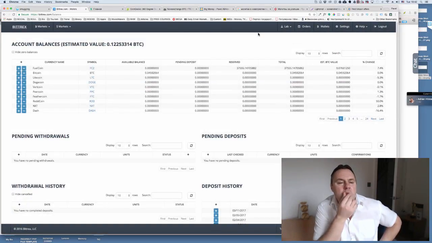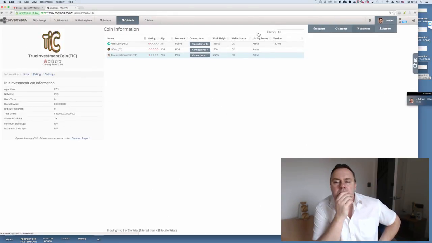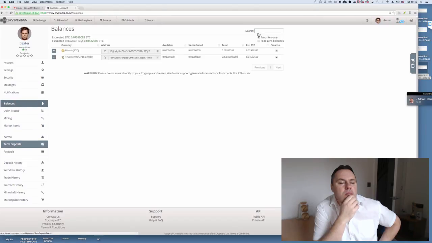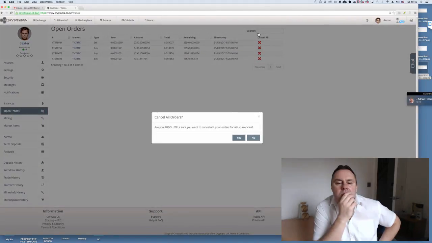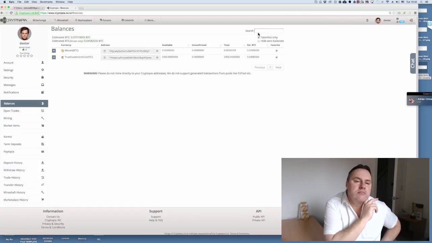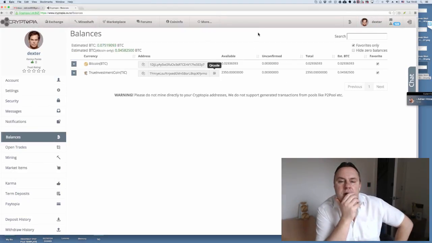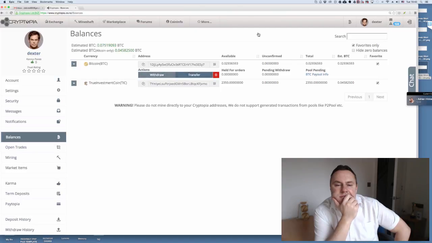Let me show you how it works here in this Cryptopia. Just a minute. I will show you something. Look at this. I will kill my trades, for example. Okay, I will kill all my trades. Just a minute. And look at this. Here are my balances, for example, Bitcoins and TICs. You have 0.029 Bitcoins, is that right? Yes, of course. And if I want to send these Bitcoins, I can make a transfer.